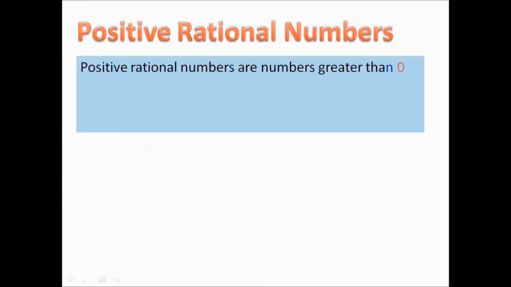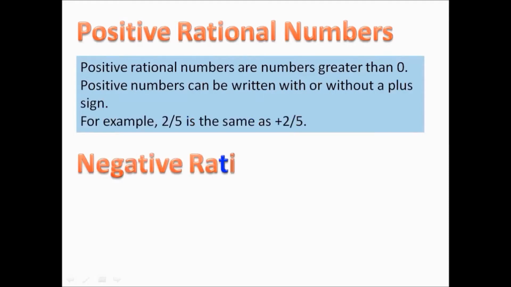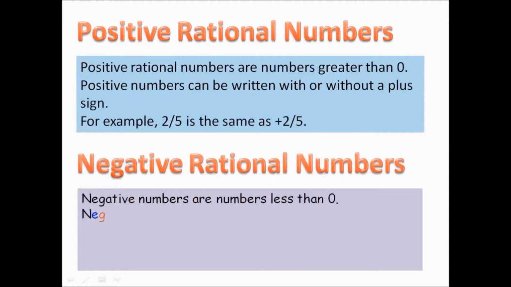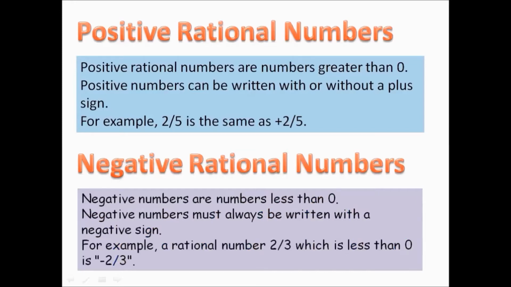Rational numbers are classified into two types: positive rational numbers and negative rational numbers. Positive rational numbers are numbers greater than 0. Positive numbers can be written with or without a plus sign. For example, 2 by 5 is the same as plus 2 by 5.